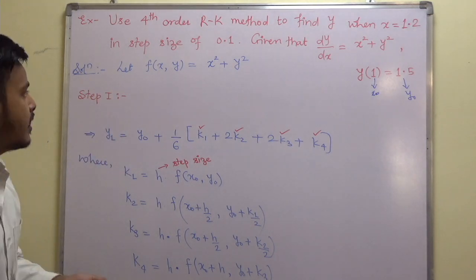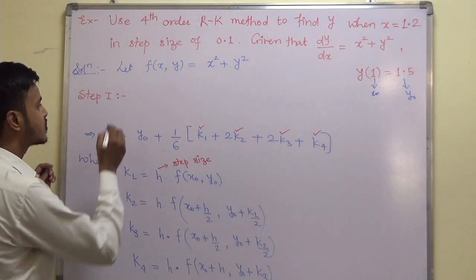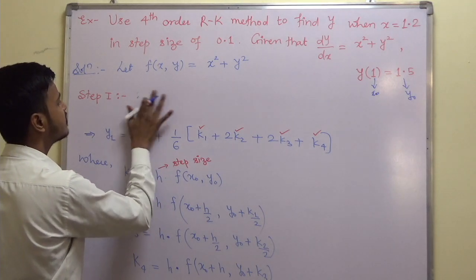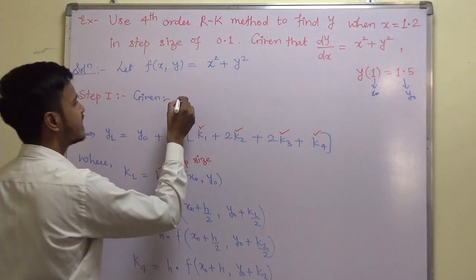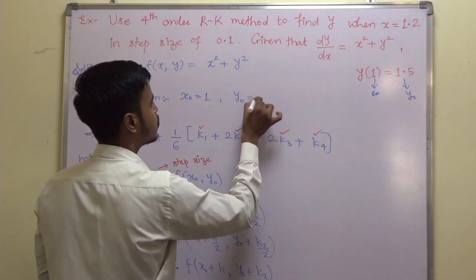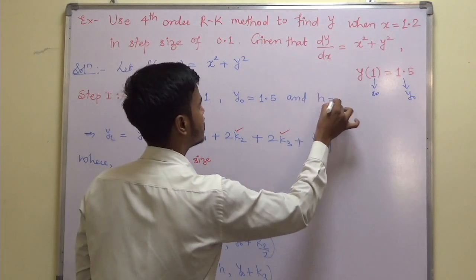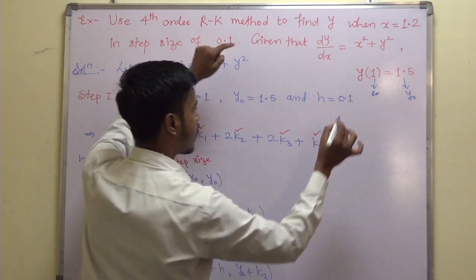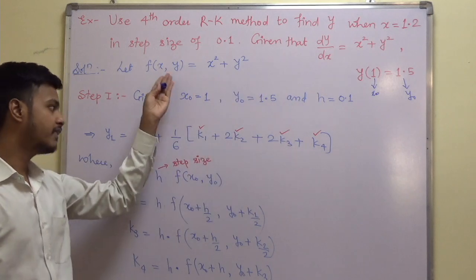So in step 1, what are we going to do? We are going to write x0, y0 and h. So what is x0? You can write it as given, sometimes written systematically. Given x0 is 1, y0 is 1.5, and what is h? h is the step size 0.1. Okay, now we have x0, y0, h, we have f of x, y.